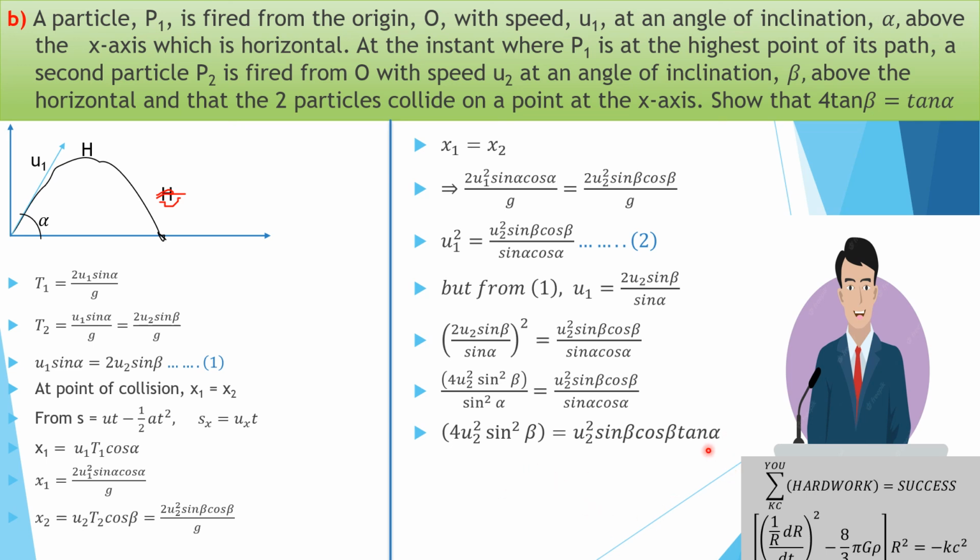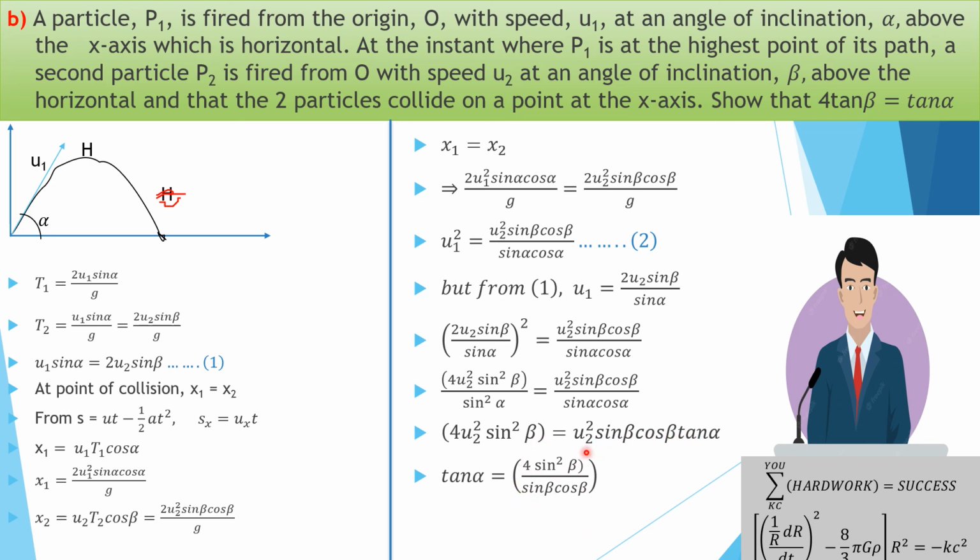Again, you want to make tan alpha the subject, because the proof says that 4 tan beta equals tan alpha. If I can make tan alpha the subject, whatever I have left, I'll just simplify until I get this. Okay, so let's make tan alpha the subject. I've made tan alpha the subject. I divide all through by this thing, so I have this.